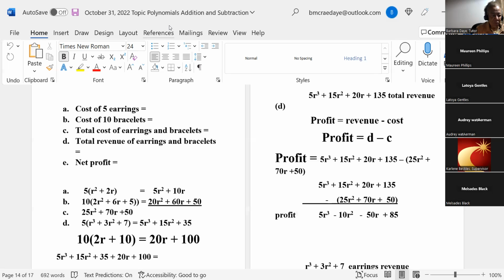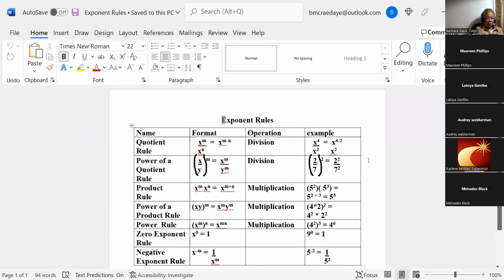Well, we didn't get to the exponents and radicals, but I do want to share just one thing, and I'll send that to you because we've been doing some of it, but some of it we haven't. Do you see the exponent rules? Yeah, we've had that before.